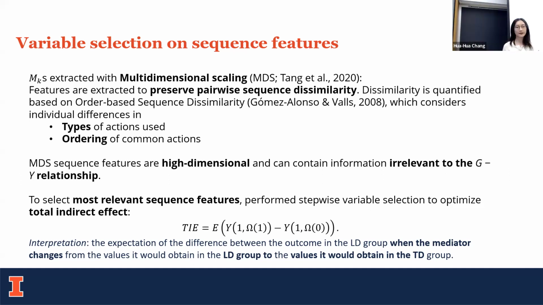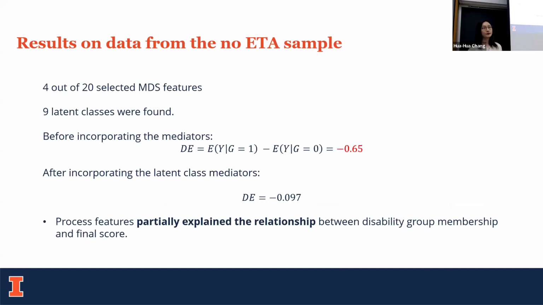The interpretation of this is that it is the expectation of the difference in the score Y, or the outcome, in the LD group when the mediator changes from what is expected in the LD group to what is expected in the TD group. So when omega, the latent class distribution, changes from what's in the LD group to the TD group, how much score difference do we expect, or how much increase do we expect, of course. So here are the results.